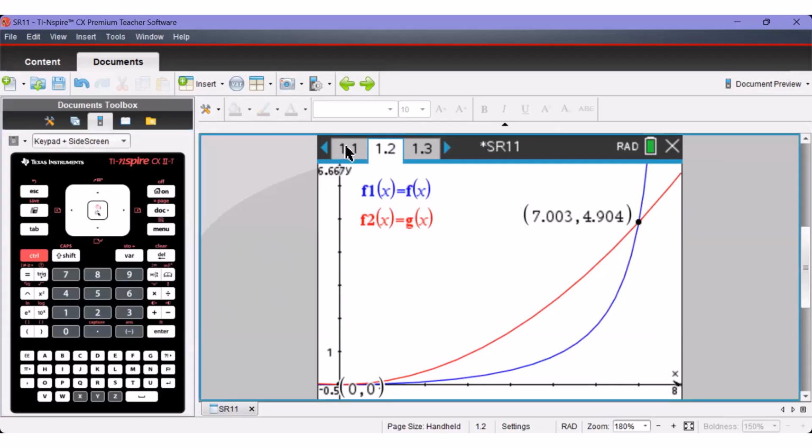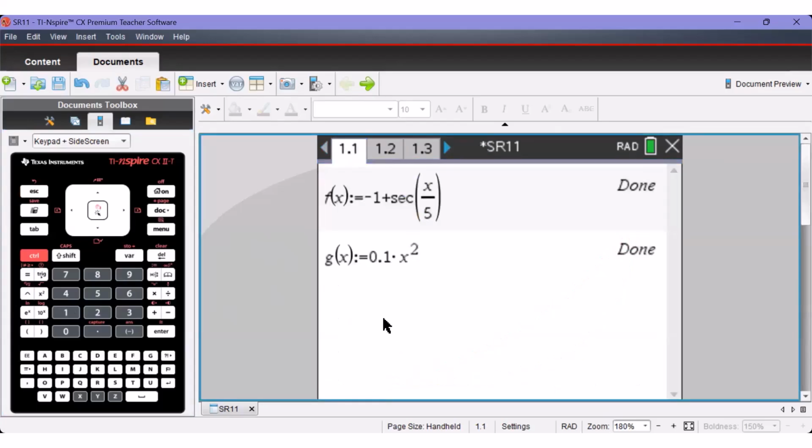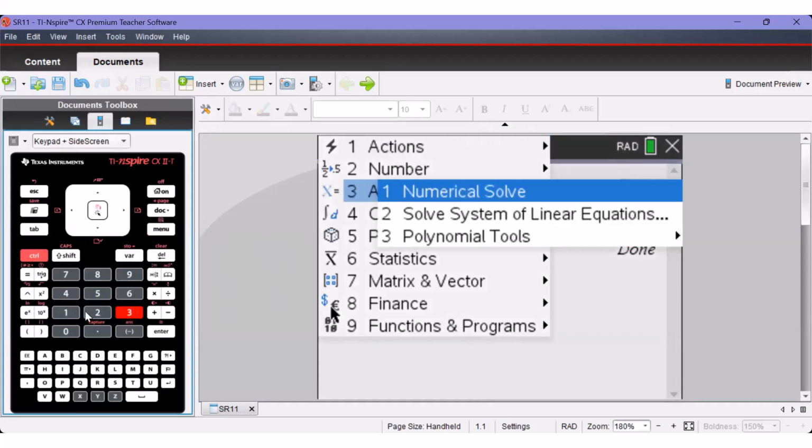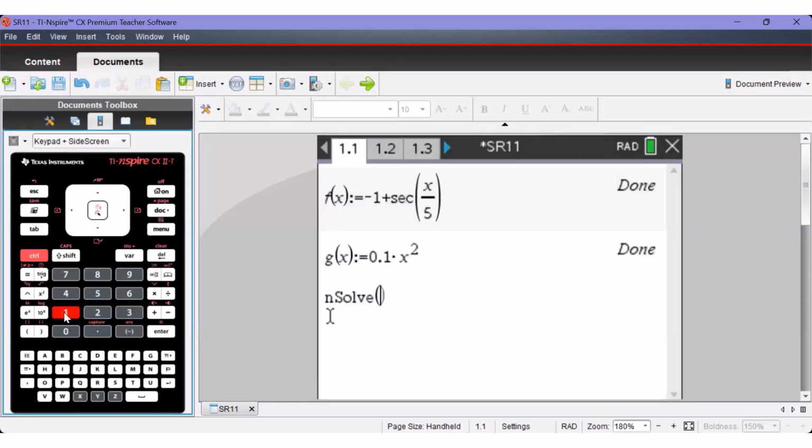Now, there is an alternative way to answer this question, and I'll show you this now by going back to a calculator application. So back to where we assigned the two functions. What we can do is use the numerical solve with a condition to find the x coordinate of where those two graphs meet. So let's do that. If we press menu, and then let's select algebra by pressing 3, and then 1 or enter for numerical solve. So our nsolve command now appears on the screen.